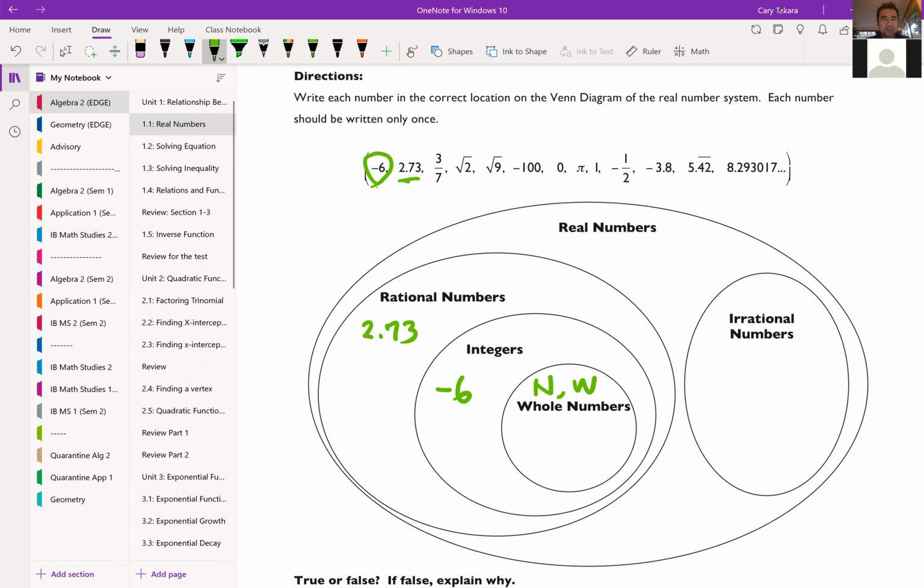How about 3/7? Are you guys with me? Yeah, you guys doing all right? How about 3/7? Clearly, you cannot reduce the fraction, first of all. So it's a 3/7. It's a fraction, isn't it? And what is a fraction? Fraction is a rational number, right? Rational numbers are fraction, terminating, repeating, right? So 3/7 is a rational number.